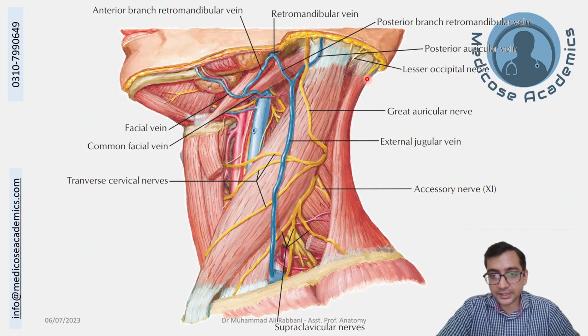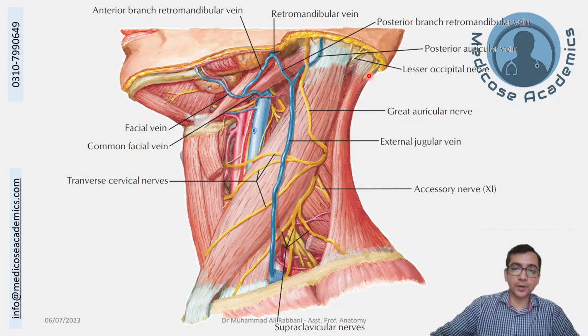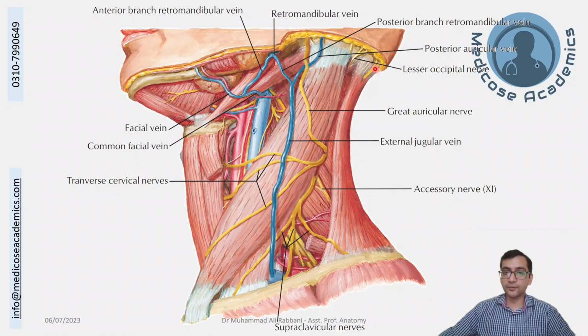And here you can see it is not labeled right now. You can see my pointer. This is the greater occipital nerve that will go up to the level of the vertex. So these are the nerves that are shown here. And all of these are present in the subcutaneous tissue.